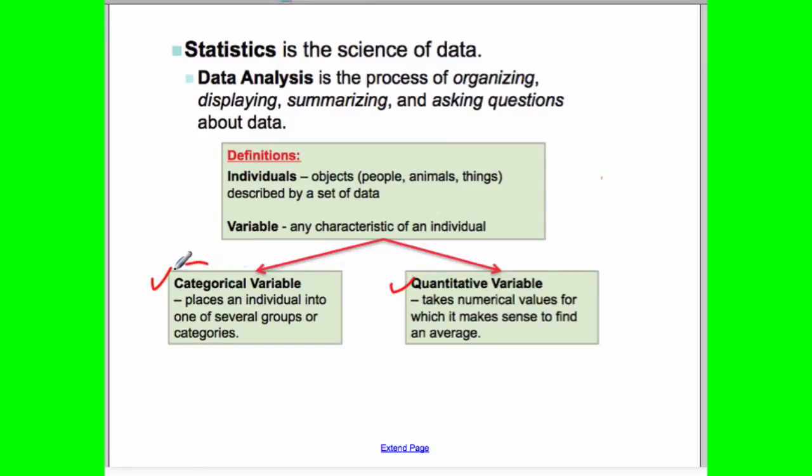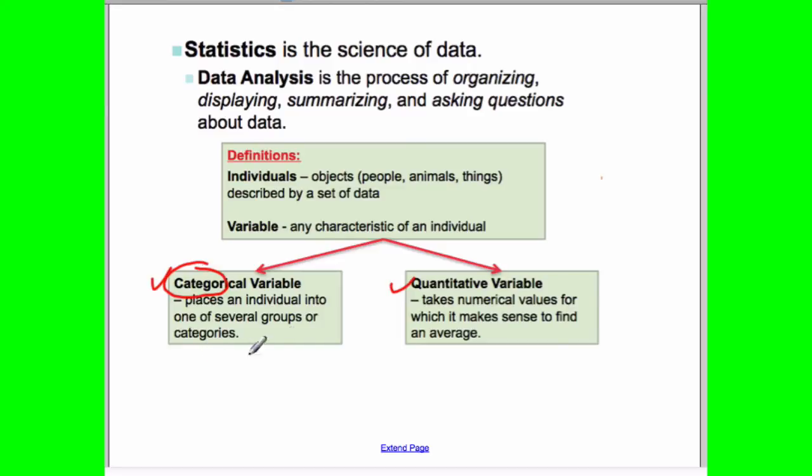Categorical, the key word in categorical is the word category. That is where we're going to break things into categories. Like my favorite color is red, orange, blue, green. Gender would be a category, male and female. Versus quantitative, which more takes on numerical values.